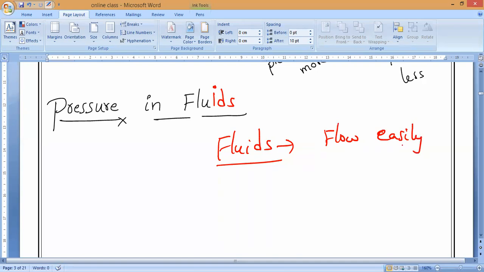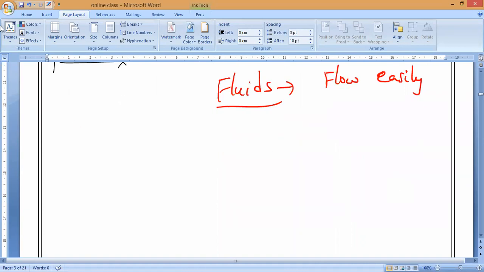Now you can tell me. I will keep 1 kg sugar, 1 liter water, and 1 liter of gas. Which can flow and which does not flow? Sugar does not flow, because if you keep it here, it will stay here only. But water will move some distance, and gas will move a larger distance. So the substances which can flow easily are called fluids. The examples of fluids are of 2 types: one is liquids, another is gas.